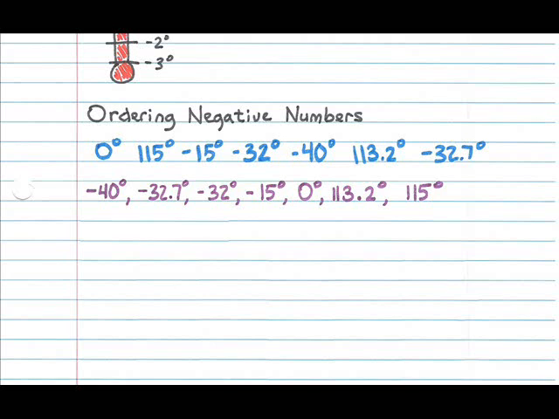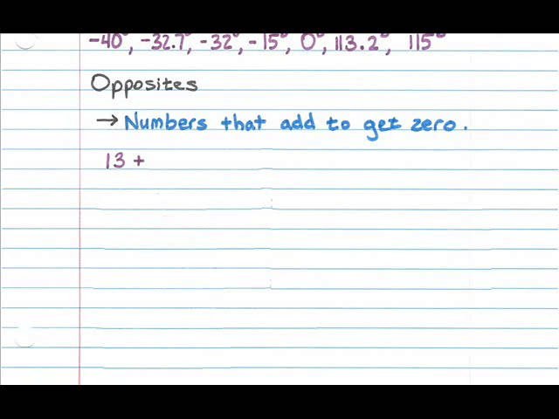The last thing we need to cover in these notes is opposites. First off, little arrow. Opposites are numbers that add to get 0. With negatives, we can add numbers together and they become 0. Our first example, we have 13 plus something is going to equal 0. Well, 13 plus its opposite will equal 0. Its opposite just happens to be negative 13. So 13 plus negative 13 equals 0.